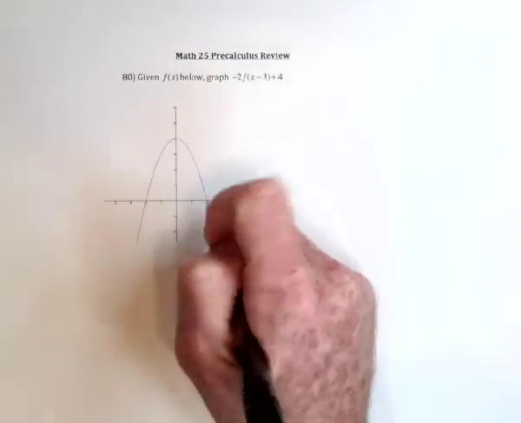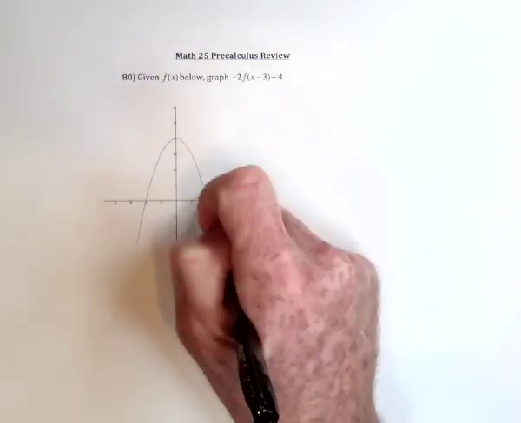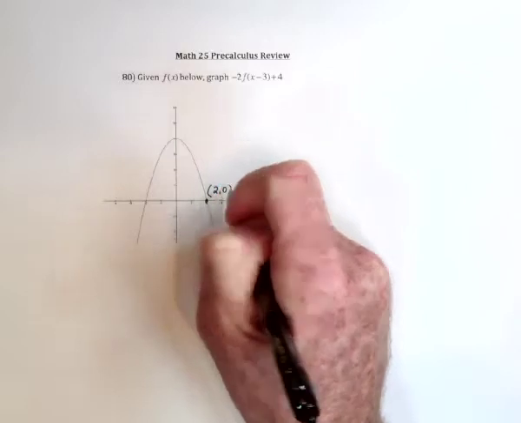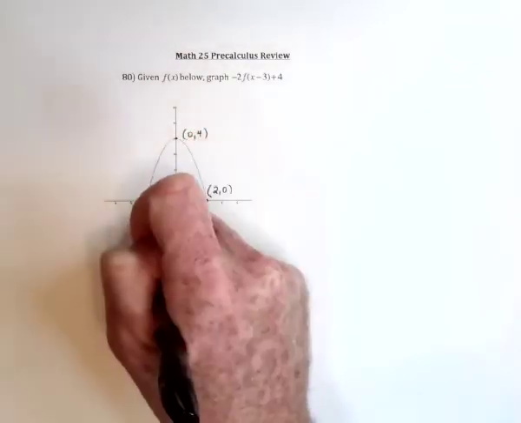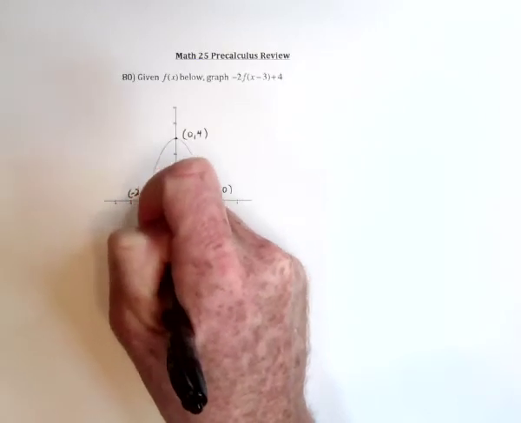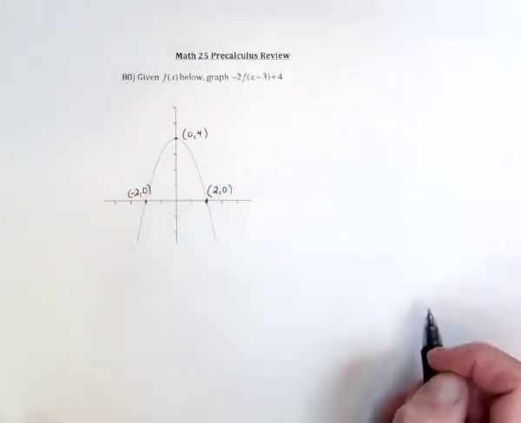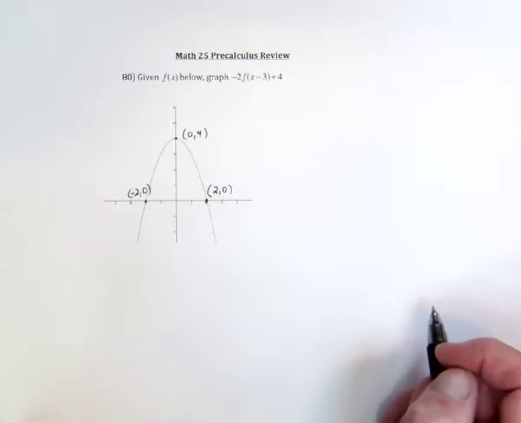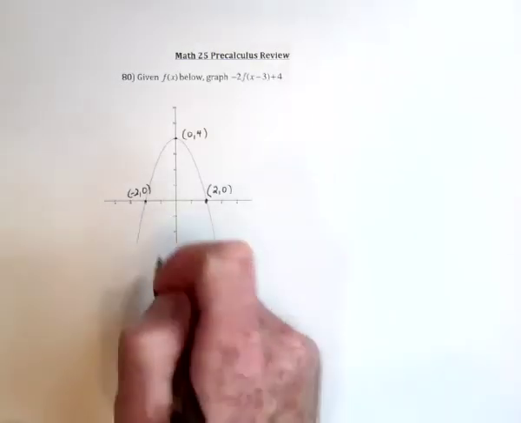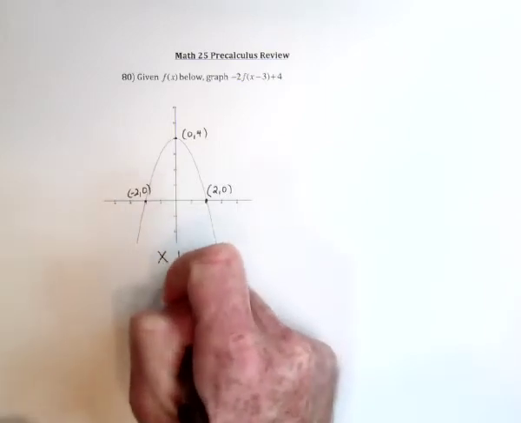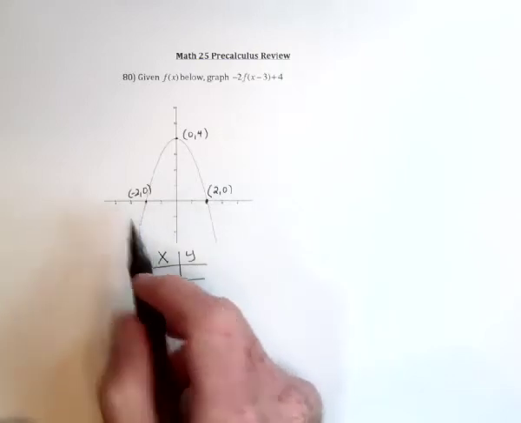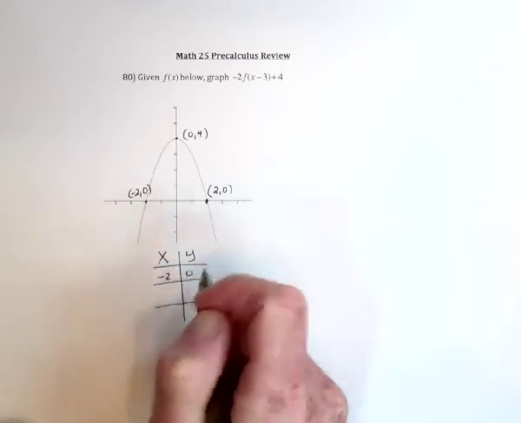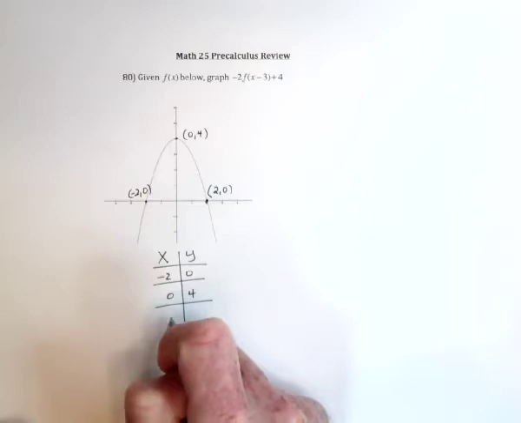So if we pick important points like this one right here, which is at 2, 0, this one which is at 0, 4, and this one which is at negative 2, 0, take those points, find out what happens to them, and then we could redraw it. So we've got these x and y values. Make a little table of values right here. We've got negative 2, 0, 0, 4, and 2, 0.